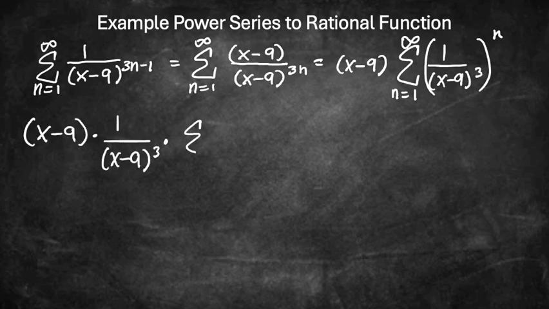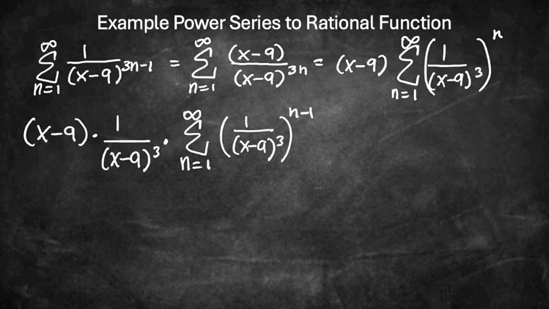we have x minus 9. That was the x minus 9 that was in the numerator that we pulled out. And then pulling out a factor of 1 over x minus 9 to the third gives us the exponent so that it drops down from n to n minus 1. Now we have this as a geometric series, and then I have these factors in front that will simplify in the next step. And so I can see that the common ratio is going to be 1 over x minus 9 quantity to the third power. So there's our common ratio.